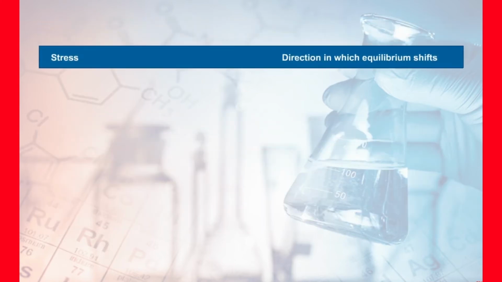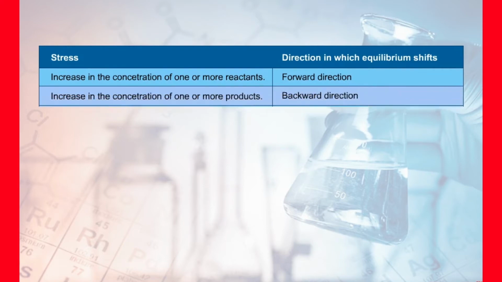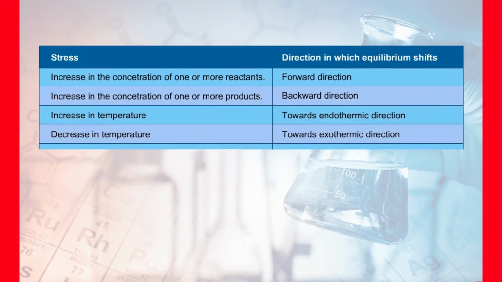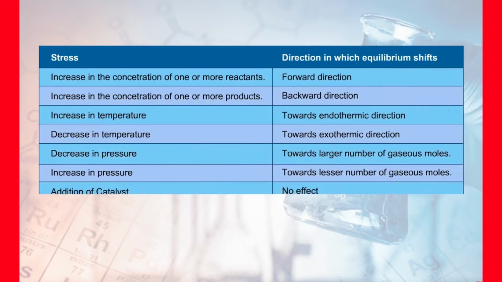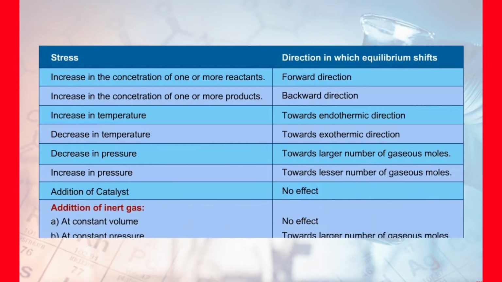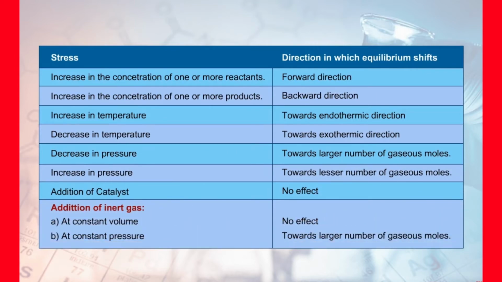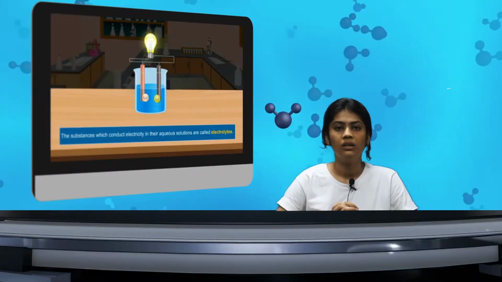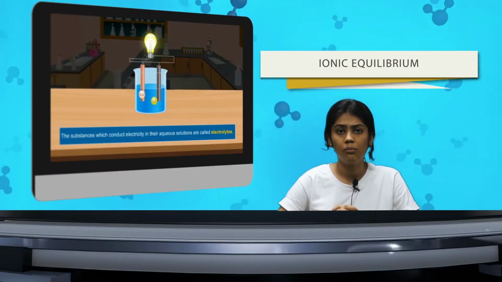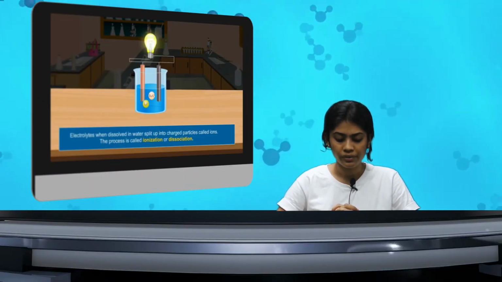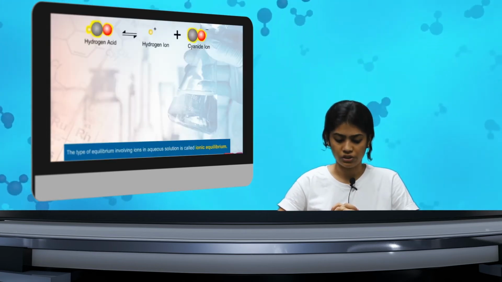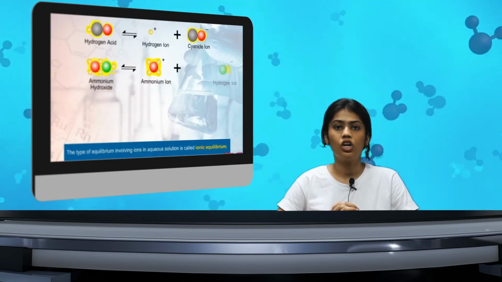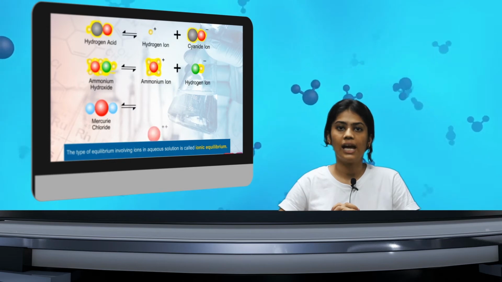The effect of change of concentration, temperature, pressure, catalyst and inert gases on the equilibrium of a reaction has been briefed in the given table. Look at them carefully and notice the changes. In this video, we'll be learning about the ionic equilibrium that is maintained in solutions. We'll also be seeing the concept of acid and base in brief.